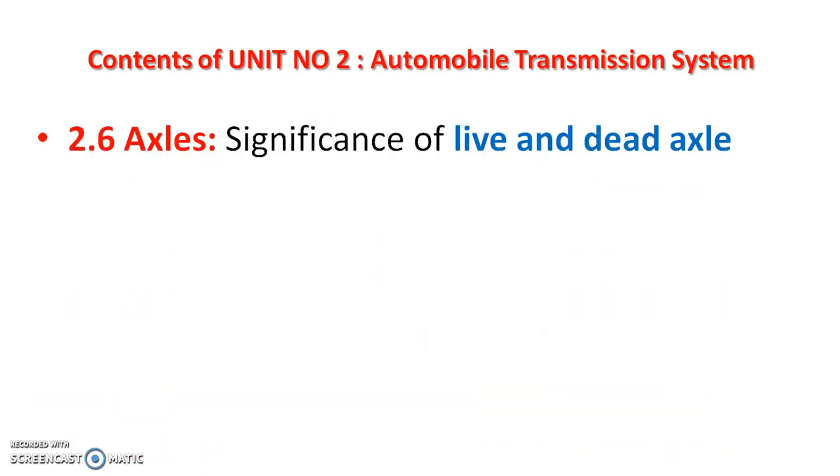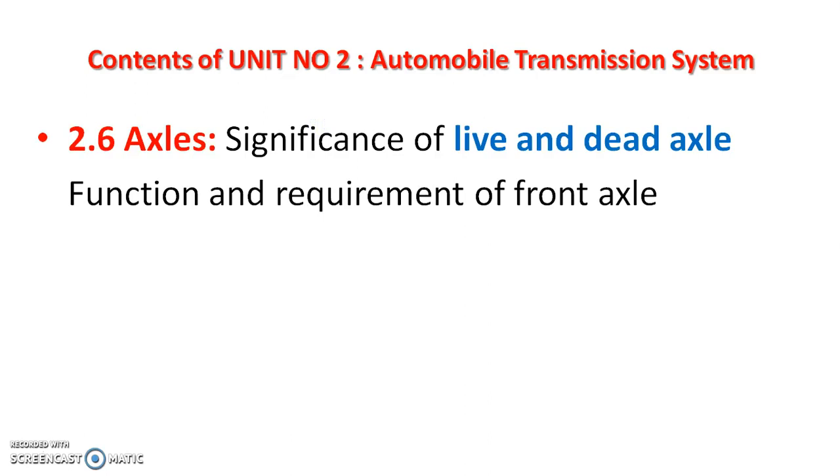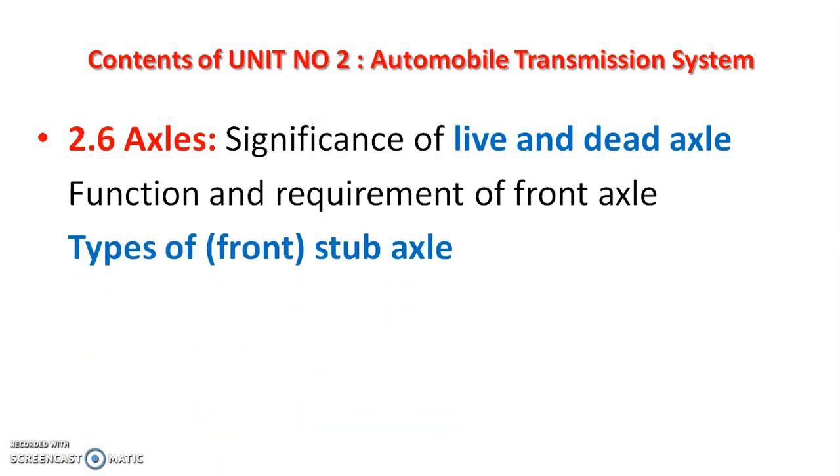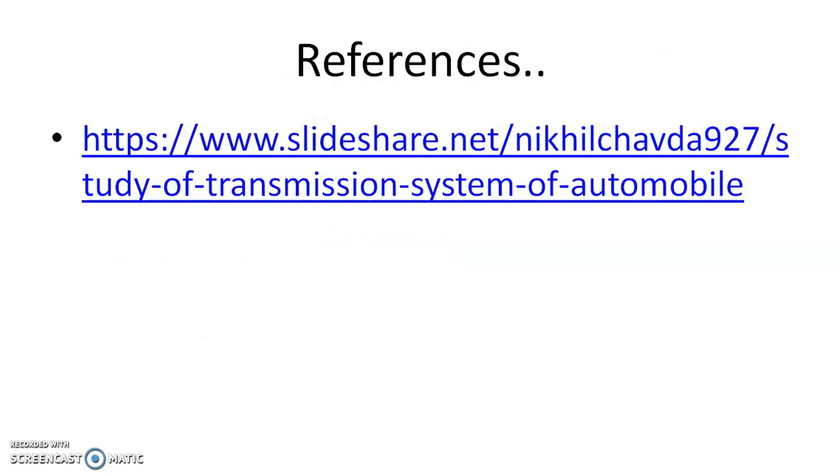After that, 2.6 is related to axle, significance of live and dead axle. After that, function and requirement of front axle, types of stub axle, construction and working of semi-floating and fully floating rear axle. So this way we have to study this unit number 2.